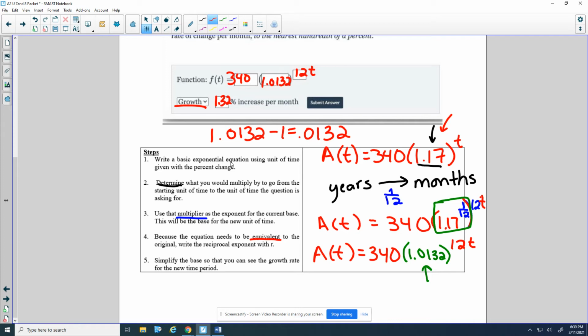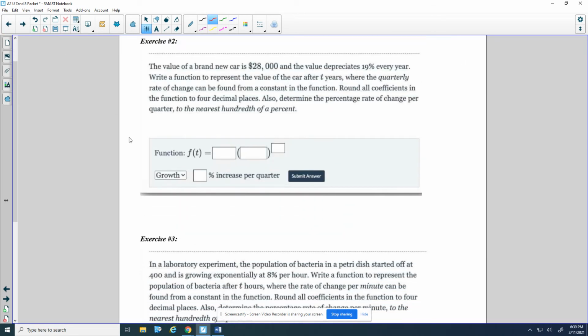So let's look at some more. Here's another one. It says the value of a brand new car is $28,000 and the value depreciates 19% every year. Write a function to represent the value of the car after t years, so the variable is still years, which is why we have to convert things, where the quarterly rate of change can be found from a constant in the function. So we start out with our basic function.